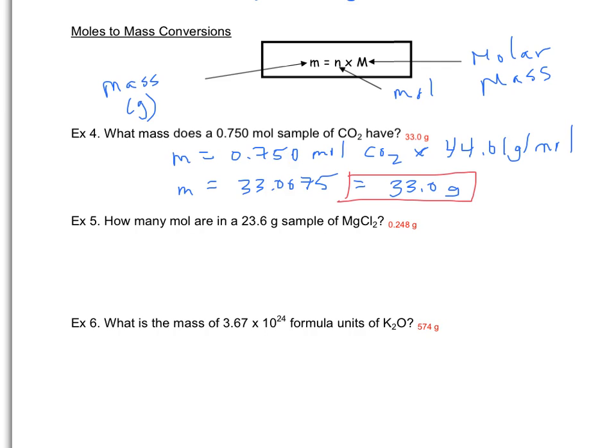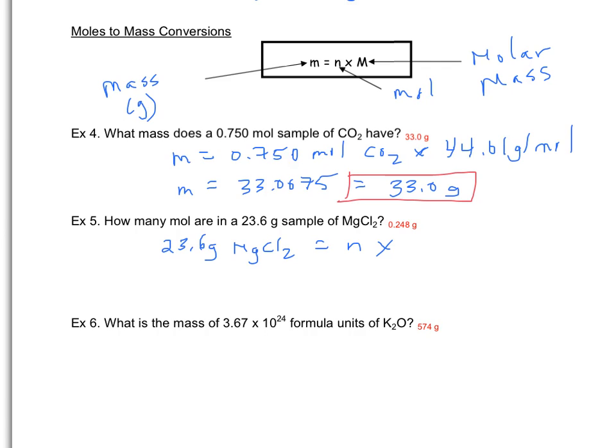Example 5 requires us to rearrange the mass and mole equation. It asks how many moles are in a 23.6 gram sample of magnesium chloride. I start by subbing in my 23.6 grams into little m. The question asks me for moles, so I'm going to be solving for little n, and I can determine the molar mass of MgCl2 by using the periodic table.